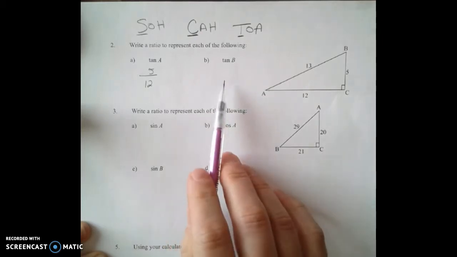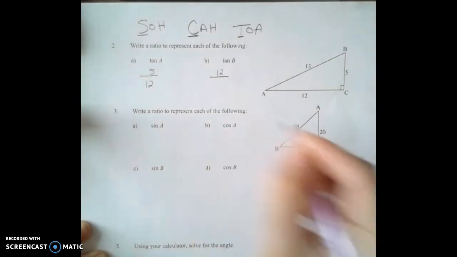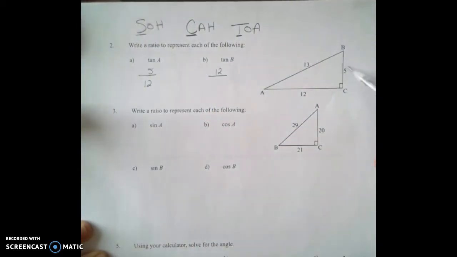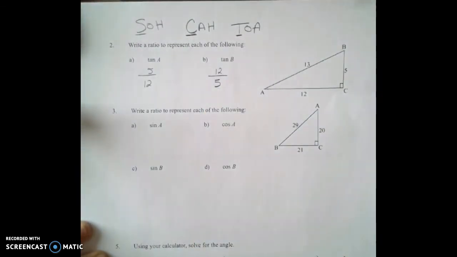For tangent of B, well, we're going to look at angle B here, and again, it's going to be the opposite side over the adjacent side. In this example, the opposite side to angle B is 12 over the adjacent side, which is this 5 right here. 12 over 5 is going to be the ratio for tangent of B. Okay? In the next example, we're going to use this triangle, and we're going to write a ratio to represent the following. Sine of A, cosine of A, sine of B, and cosine of B.